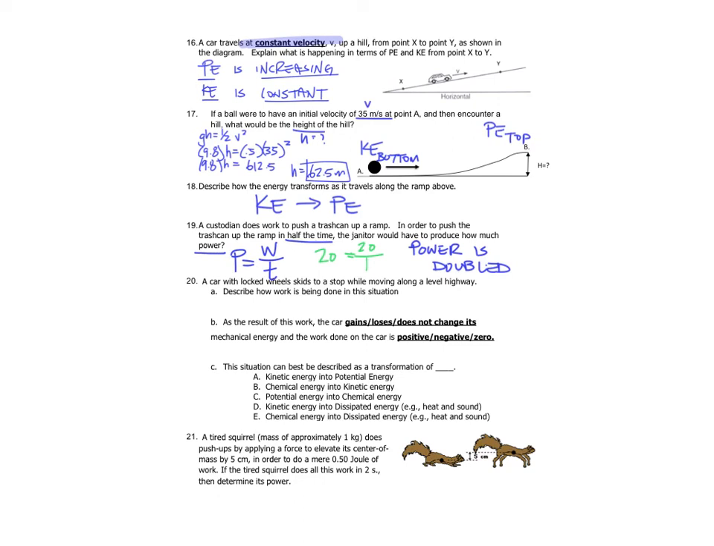Number 20. The car with locked wheels skids to a stop while moving along a level highway. Describe how work is being done. Well, if the car tires are locked, the wheels are locked, that means the tires are rubbing up against that street. And when they rub, you create friction. So work is done by the friction that's created between the tires and the road.